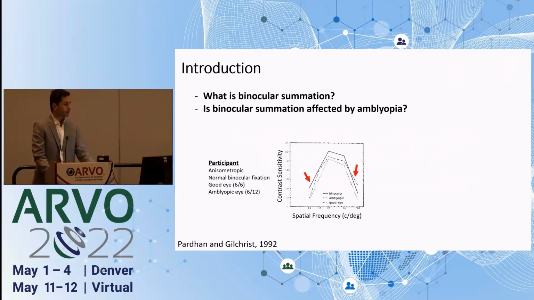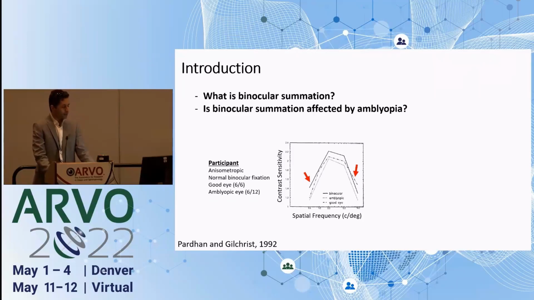For example, in this study by Parton and Gilchrist, they have shown that in amblyopic individuals, usually the performance is improved when we do the task binocularly compared to when we do it based on the good eye or amblyopic eye. But when it comes to high spatial frequency components, it's not happening. And here, performance is better when you do the task based on the good eye, to use the term that they used, compared to when you do the task binocularly.